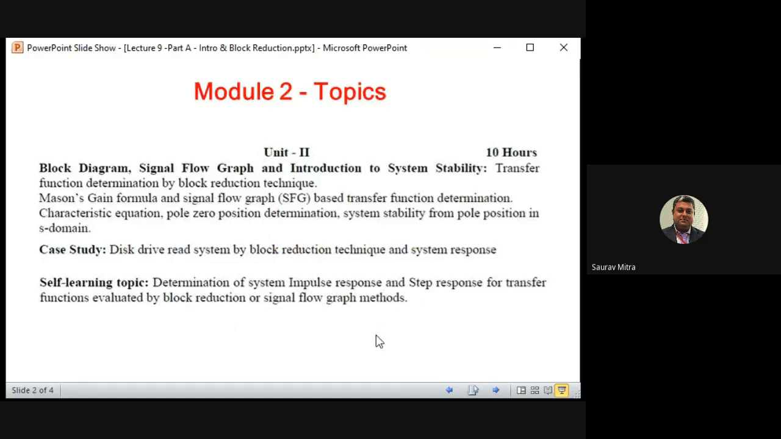You can find here the syllabus given. Transfer function determined from block diagram, block reduction technique. Then there is a formula called Mason's gain formula. We use Mason's gain formula and find the transfer function of the system by using the signal flow graph. So signal flow graph actually uses the formula called Mason's gain formula. And for the systems we have seen previously in the previous chapter, we are going to solve some more numericals.